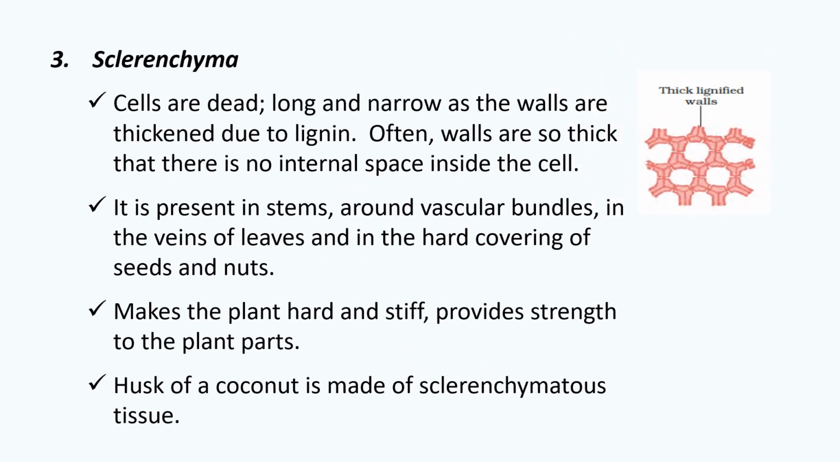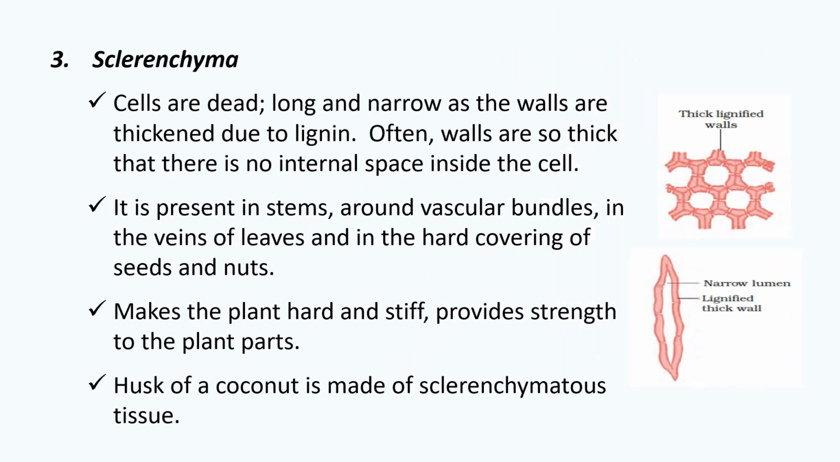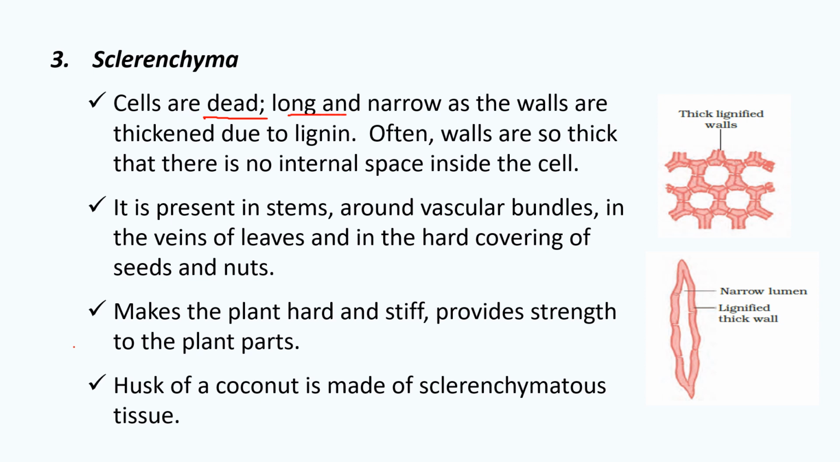The third and last type of simple permanent tissue is sclerenchyma, which, unlike the first two types, parenchyma and collenchyma, has dead cells. ठीक है, इसमें सेल्स डेड होते हैं. पेरेनकाइमा में और कोलेनकाइमा में सेल्स लिविंग थे. So these are dead cells and they are long and narrow.